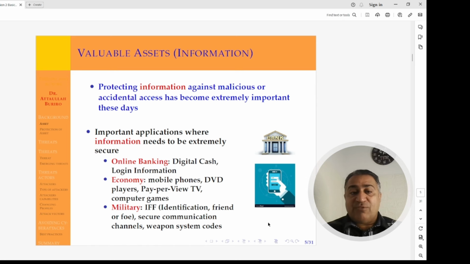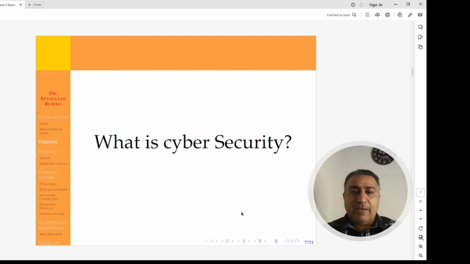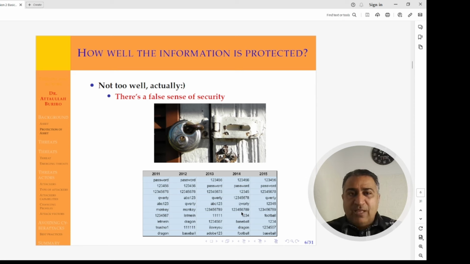And in the military also, imagine if information that needs to be shared among a particular agency is shared accidentally or intentionally with an enemy organization, let's say, what will happen? So this information becomes extremely important, and to protect this information is of paramount importance. Okay, so how well is the information protected?